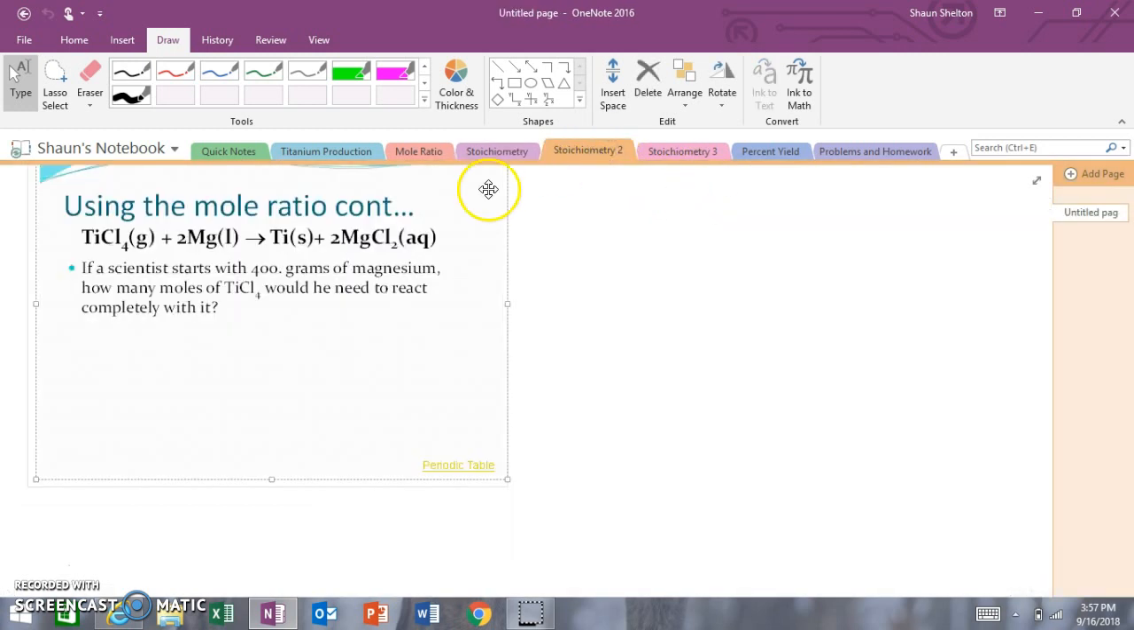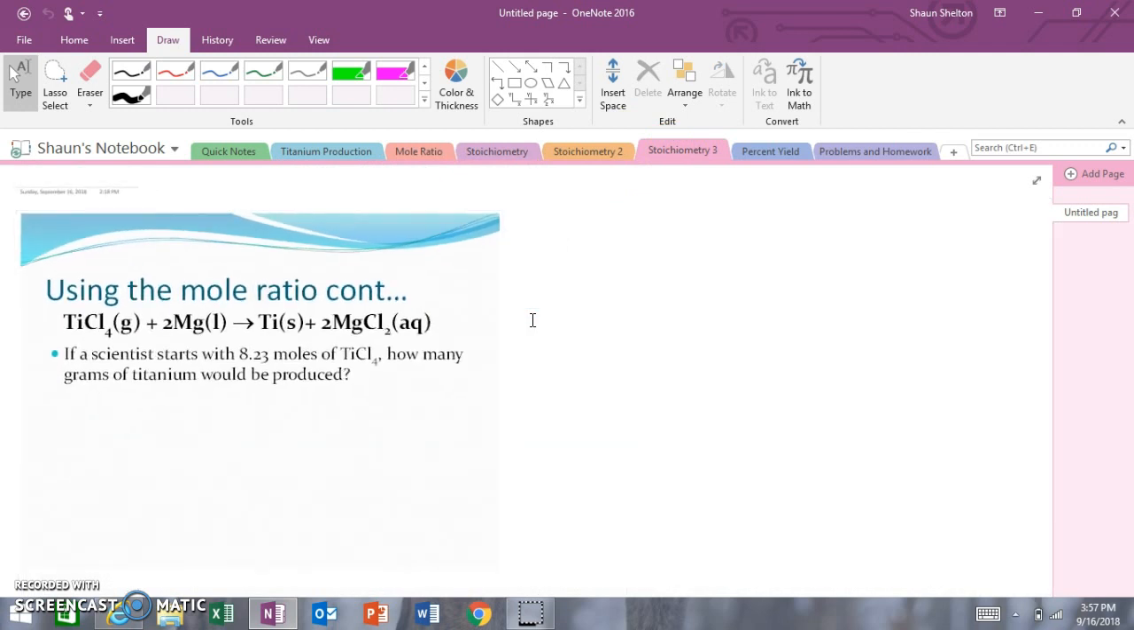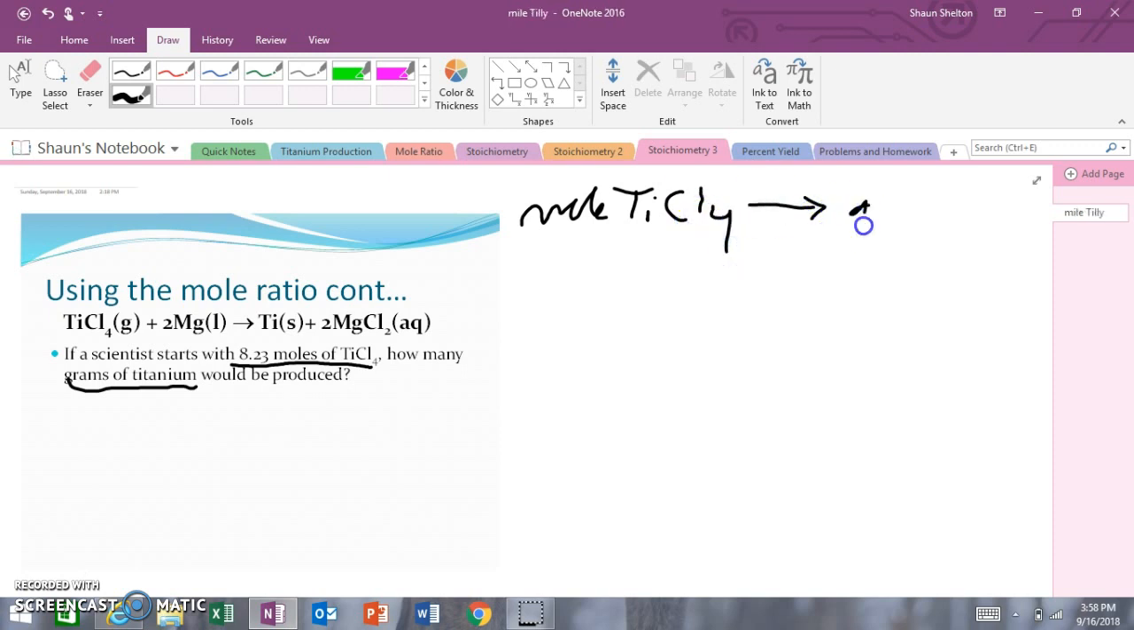So, looks like we have a duplicate here. Let's move on to the third one, see what we got there. Oh, here we go. New problem. The next problem says if a scientist starts with 8.23 moles of tickel, how many grams of titanium will be produced? Now we're going to start off with moles, and you don't always have to start off with grams. This depends on the question. In this case, we're starting off with moles. We're going to convert that into grams of titanium.